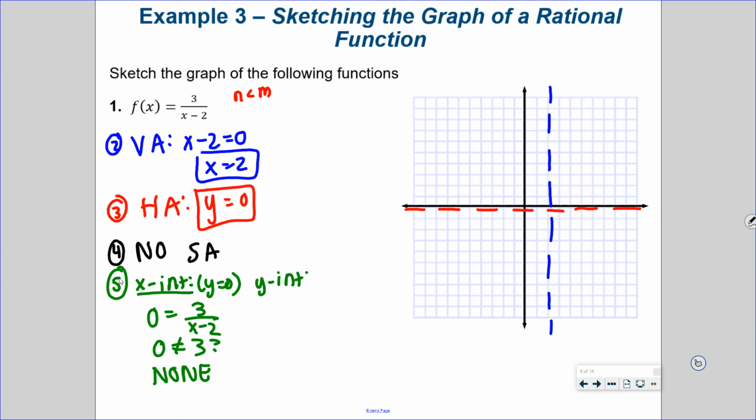Y-intercept, when x is 0. So f of 0 looks like, we get 3 over -2, so -1.5. I don't care if you use decimals. To me, decimals are easier to plot. So that'll be right here.